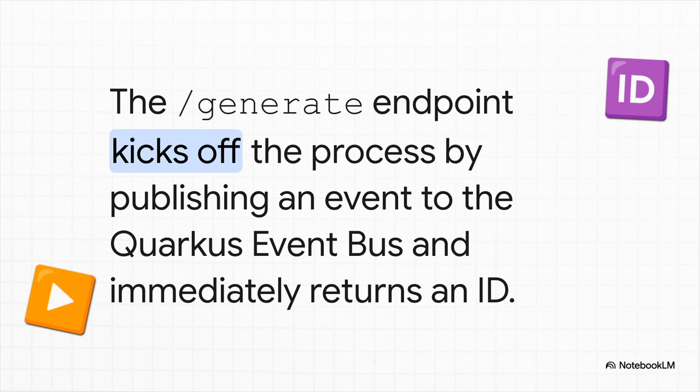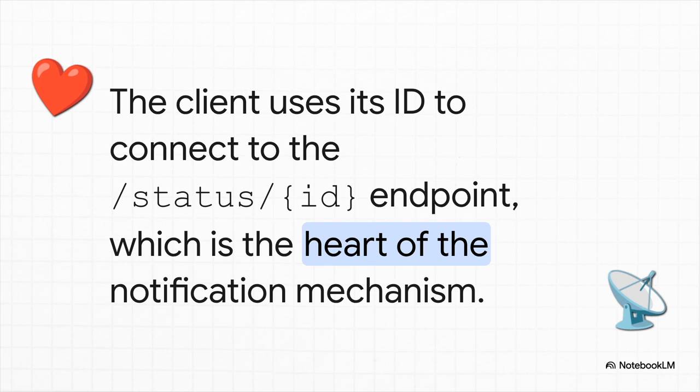All it does is create a unique ID, fires off a message to the internal event bus, and instantly sends that ID back to the client. It's in and out in a flash. So now the client has its ID. What does it do? It turns around and connects to this other endpoint, the SSE endpoint. This is the listening post.